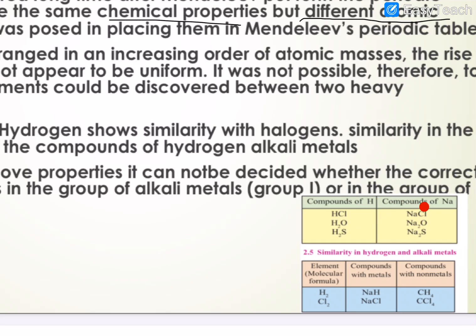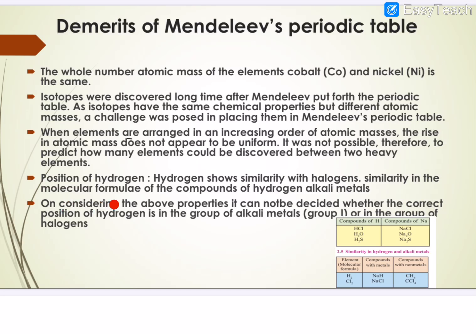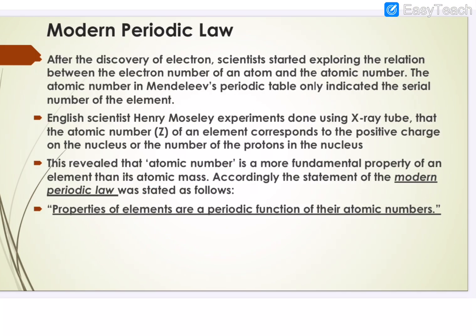You can see that hydrogen shows similarity with the halogens, and also hydrogen showed similarity with the alkali metals. So considering the above properties of hydrogen, it cannot be decided whether the correct position of hydrogen is in the group of alkali metals or in the group of halogens, since hydrogen has similarity with both the halogens and the alkali metals. So there is no proper position for hydrogen. That is a demerit of Mendeleev's periodic table.